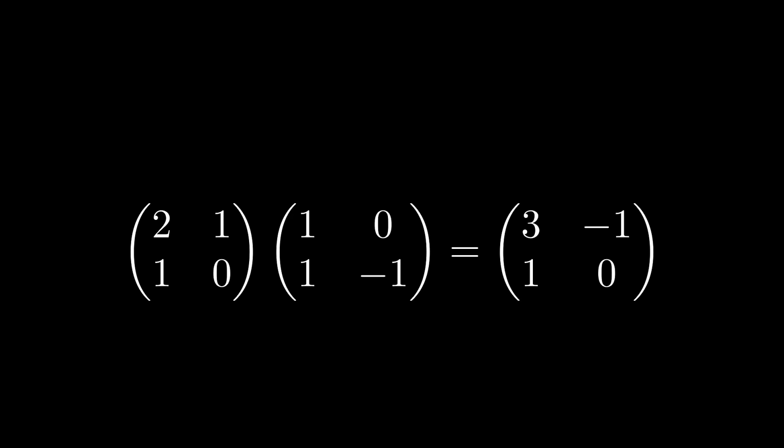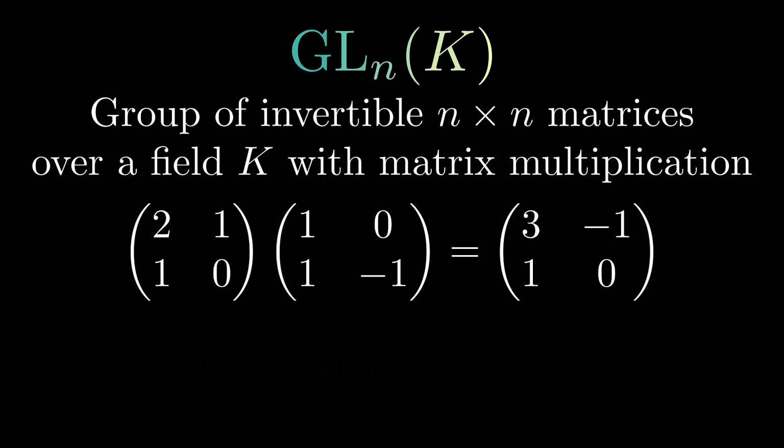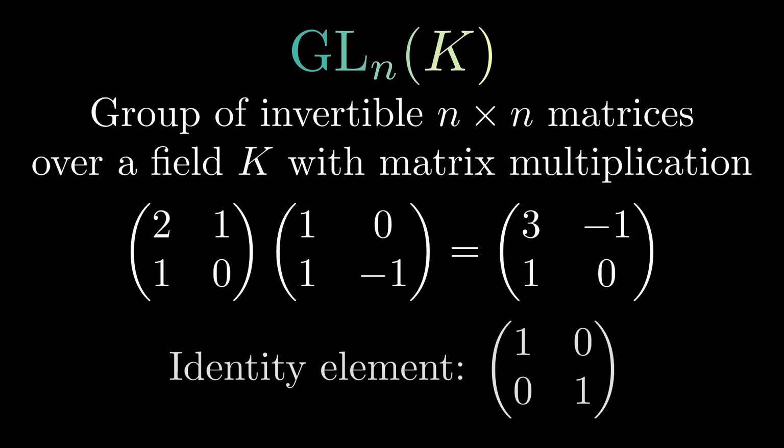Another operation which allows us to form a group is matrix multiplication. Here, the set of invertible n times n matrices with entries in some field forms a group. The identity element is a matrix with 1 on the diagonal and 0s elsewhere.